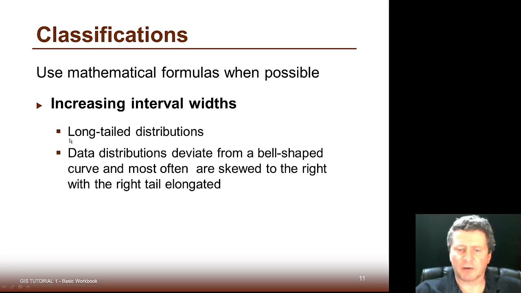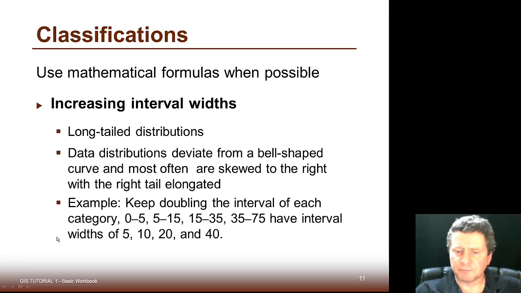Increasing widths are good for what's called long-tail distribution, which means that a lot of the data is down here at the bottom, but then it stretches a long way to the right. So that deviates from a bell-shaped curve, so it's handling these curves that have a long tail or a left-hand tail, either way. So you could keep doubling the interval. So 0 to 5, next interval's 10, next interval's 20, next interval's 40, and so on.